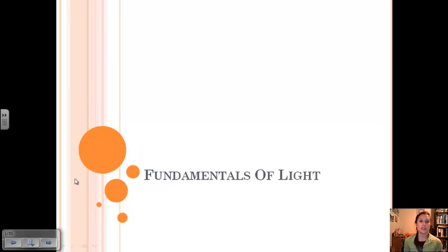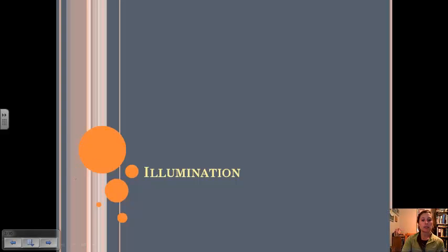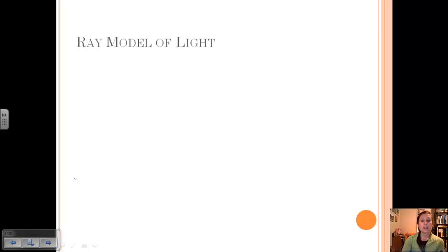Alright, hello. So we are going to start our discussion of the last chapter that we're going to cover this year, chapter 16, talking about light. The section that we're going to cover today is Illumination, section 16.1. Okay, so when we talk about light, we talk about this ray model of light.